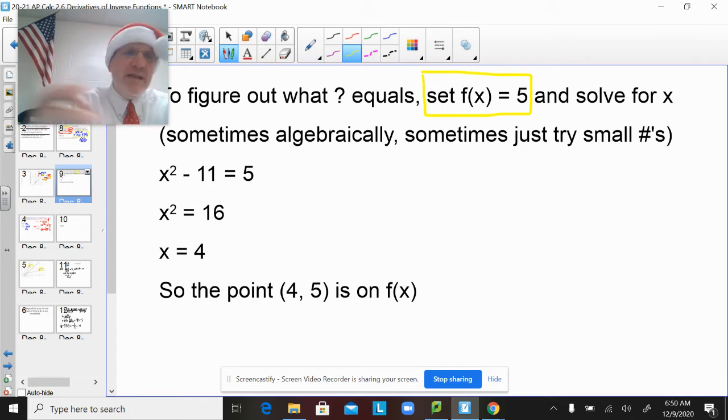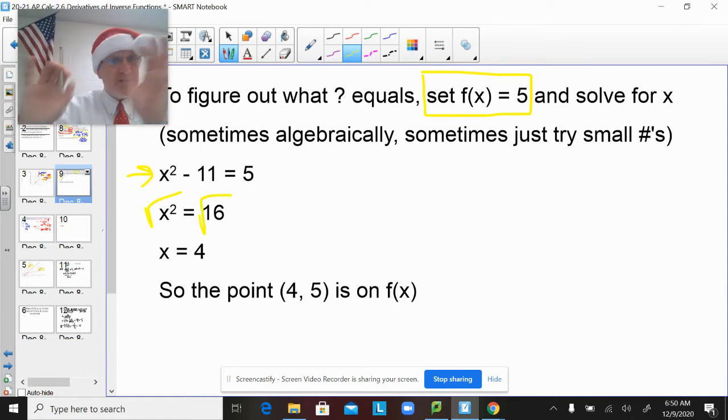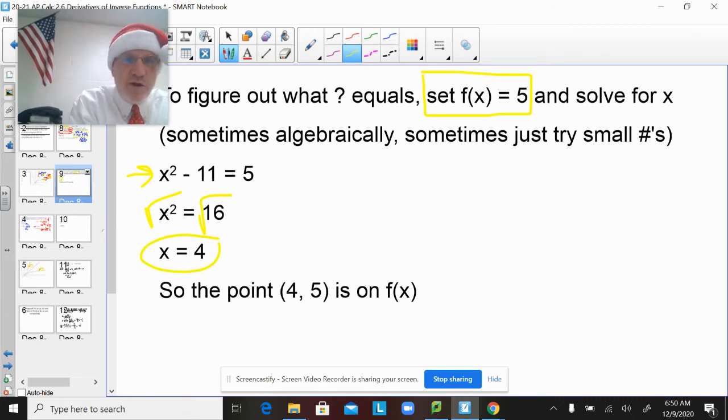In this case, it's an easy equation to solve. I have x squared minus 11 is 5. I add 11, I get x squared is 16. I square root both sides, I get x equals 4. Again, if there's a plus or minus, we're going to stick with the positive unless the problem tells you otherwise. So the point 4 comma 5 is on the original function, f of x, which means the point 5 comma 4 is on the inverse. So we have to know to find that 4.